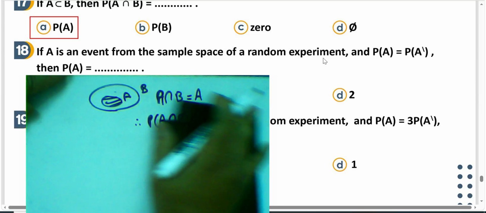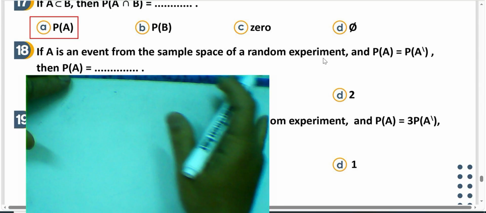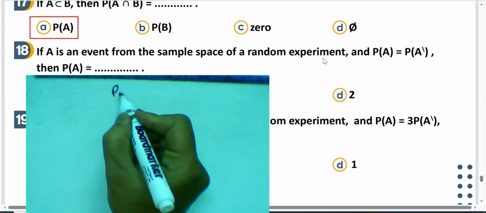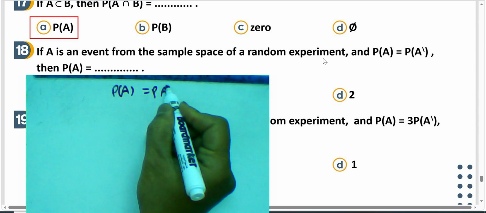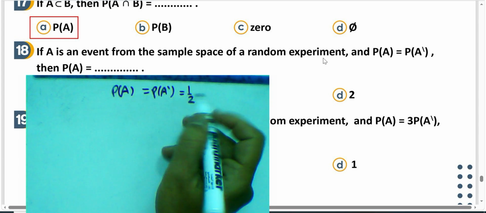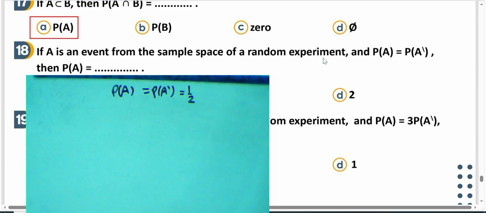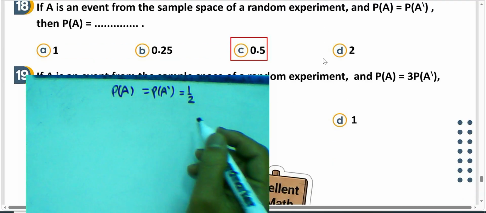Next question. If A is an event from the sample space of a random experiment and the probability of A is equivalent to the probability of A complement, then each one of them equals half, because half plus half equals 1. Half, choose letter C.